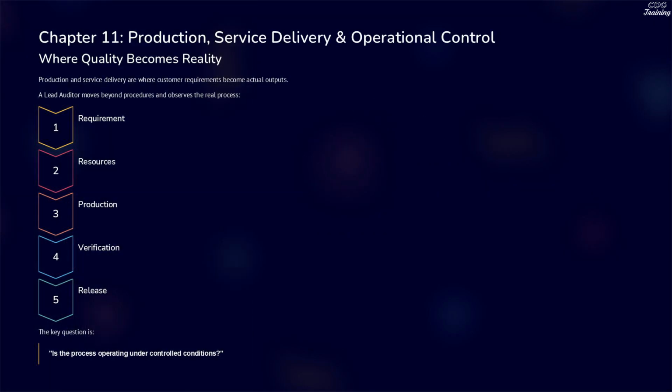Production and service delivery are where customer requirements become actual outputs. A lead auditor moves beyond procedures and observes the real process, focusing on requirements, resources, production, verification, and release. The key question is whether the process operates under controlled conditions.